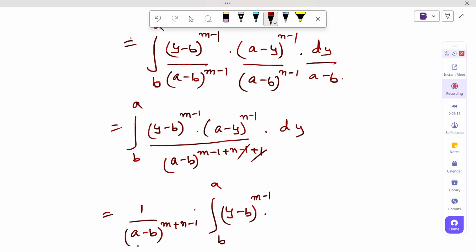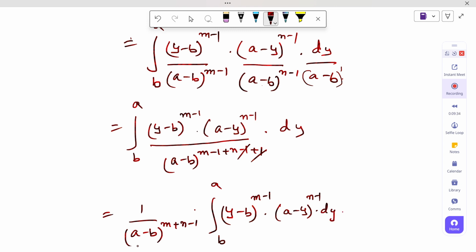Ma'am, how did we get 1 more plus 1? Bases are the same, powers will be added. This power is what? Yes, it's 1. So if the base is the same, we are adding all these things. n minus 1 into dy.